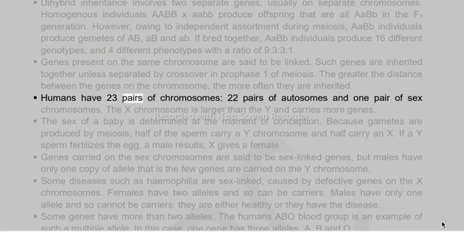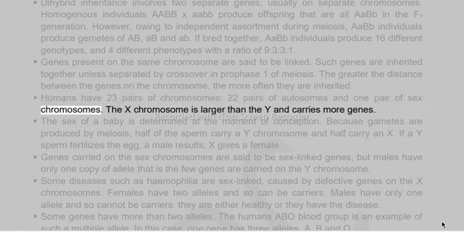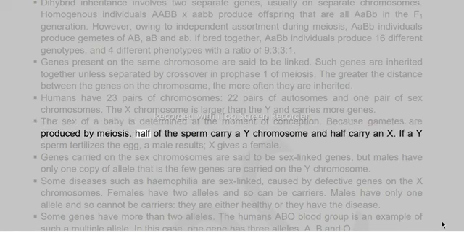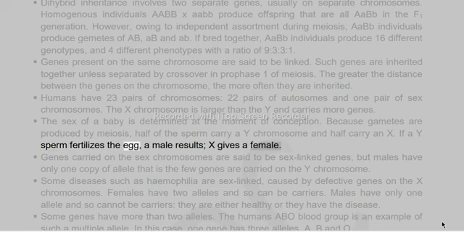Humans have 23 pairs of chromosomes, 22 pairs of autosomes, and 1 pair of sex chromosomes. The X chromosome is larger than the Y and carries more genes. The sex of a baby is determined at the moment of conception. Because gametes are produced by meiosis, half of the sperm carry a Y chromosome and half carry an X. If a Y sperm fertilizes the egg, a male results; X gives a female.